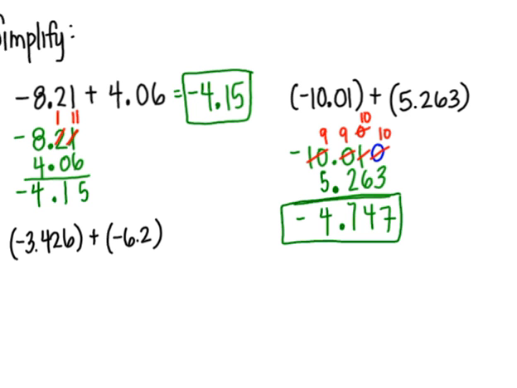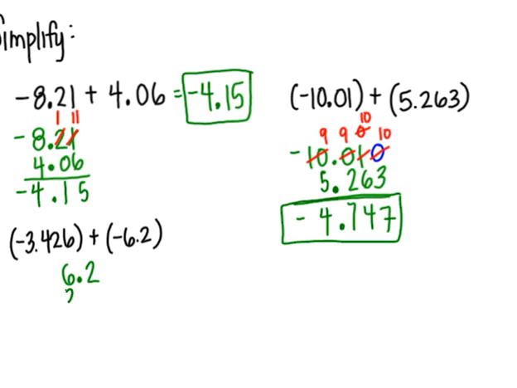The last one on this slide gives you a negative 3.426 plus negative 6.2. These have the same sign. The same sign tells you to add and keep the sign. When you're adding, it does not matter which one you put on top. I always prefer to put my larger one on top, so I'm still going to start with 6.2 on top.